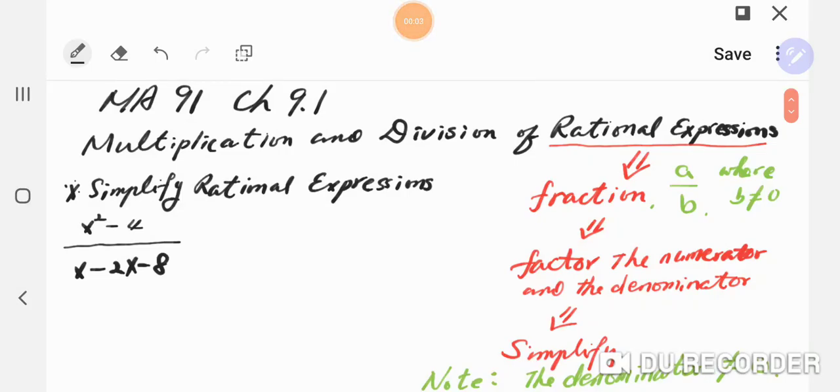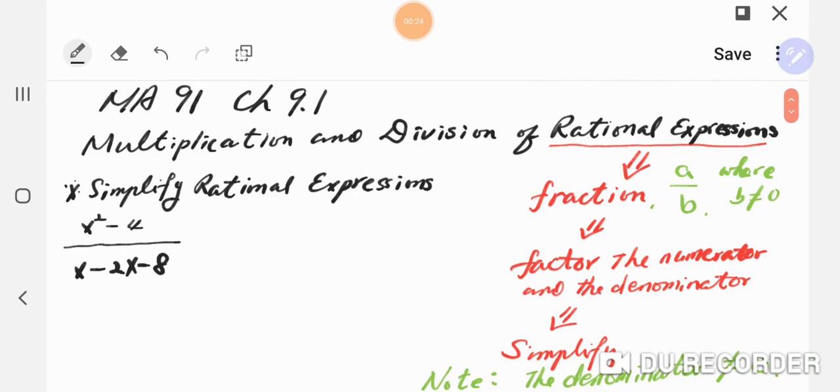Chapter 9.1. This is about multiplication and the division of rational expressions. Okay, we want to multiply or divide rational expressions. Then what is a rational expression? A rational expression is a fraction. So you can write that expression as a fraction. It has a denominator and a numerator.